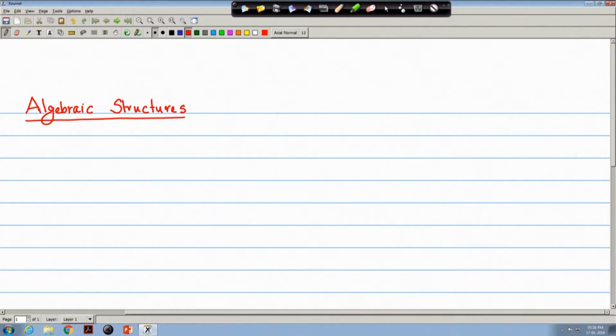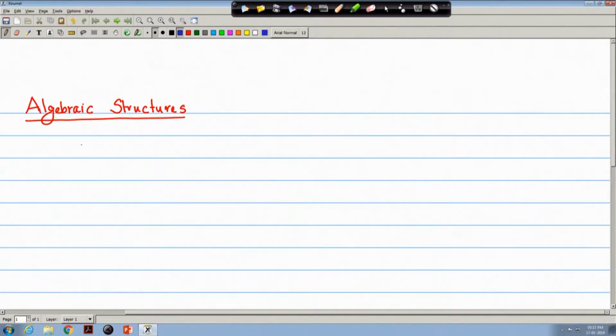So, first we define what we mean by algebraic systems. Normally the examples of algebraic systems that we know are group, ring, field, and the simpler forms, semigroup, monoid, like that. So first we try to define algebraic systems.